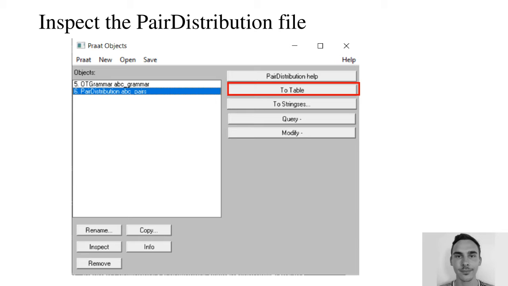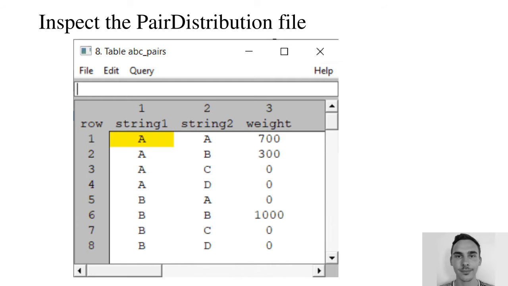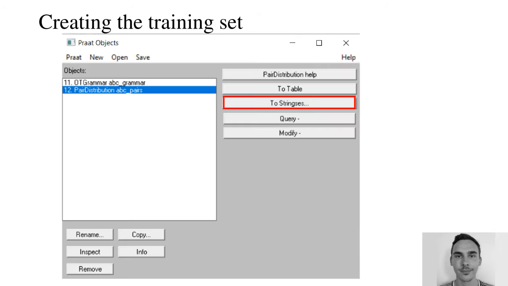Select the file and then click on To Table. A table object will appear in the objects list. This table object has the same content as the PairDistribution object, only that now we can directly view it by clicking on View and Edit again. This will open a table window where you have a list of all of your input-output mappings as well as the relative frequency, which here is called weight. Once you have checked your data and are sure that everything is as it should be, we can start training.